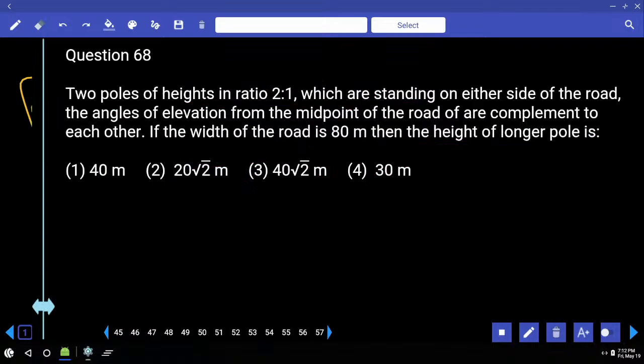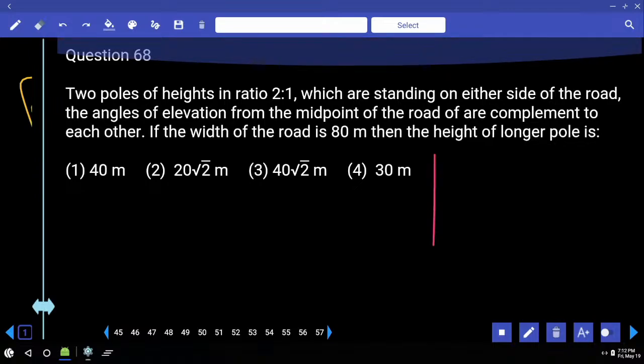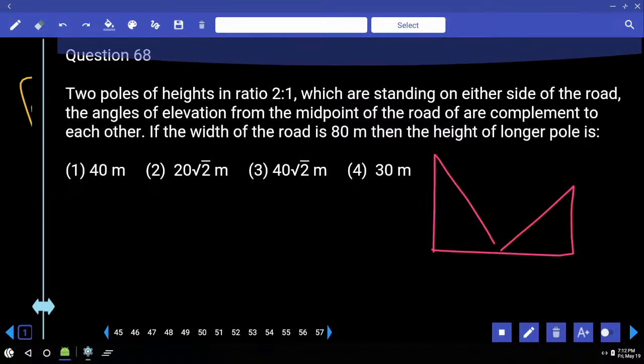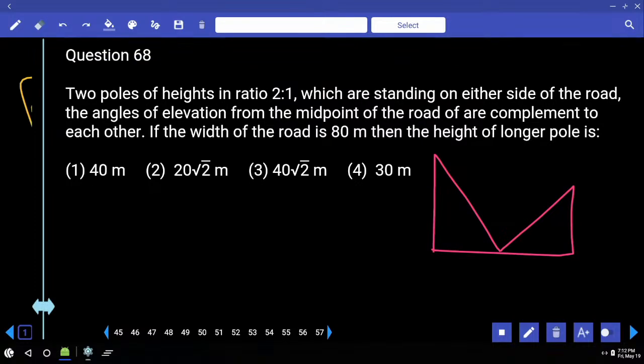Two poles of heights in the ratio 2:1 are standing on either side of a road. The angles of elevation from the midpoint of the road are complementary to each other. If the width of the road is 80, then the height of the longer pole is. Since it is the midpoint of the road, take 40 each.